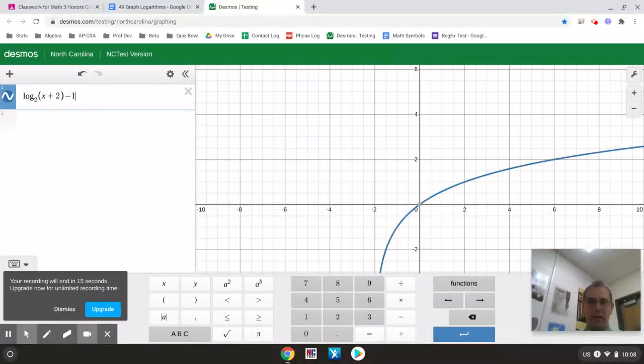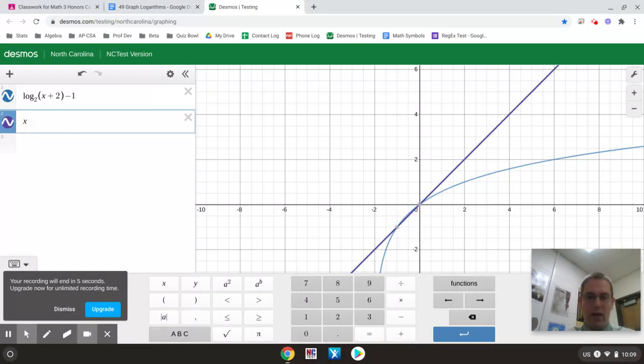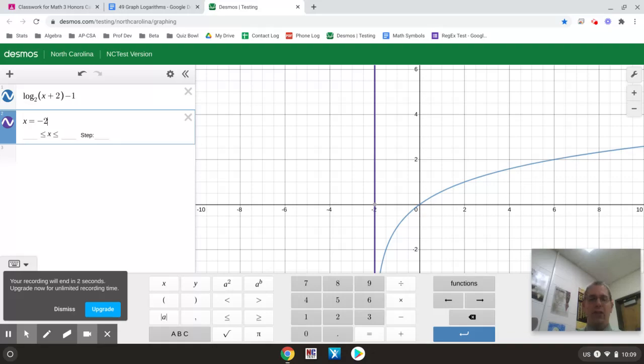That's enough where I can see that it looks like this thing has an asymptote really close to negative 2. Because of that 2, I'm suspicious that that's what's there, because that would have shifted it to the left. And if you try x equals negative 2, you can confirm that the asymptote is correct.